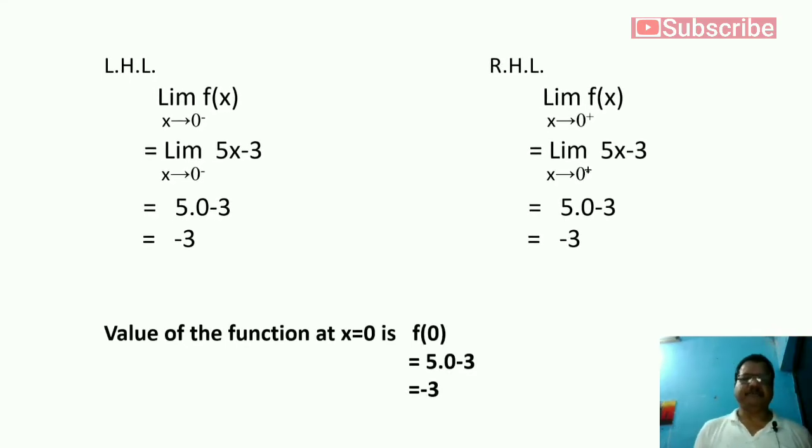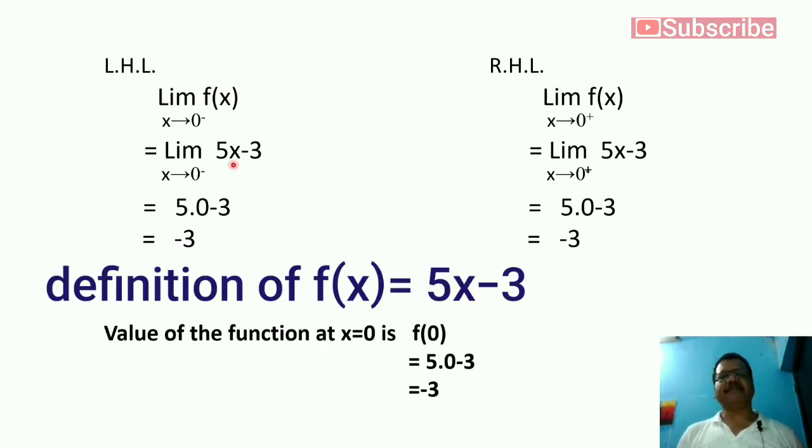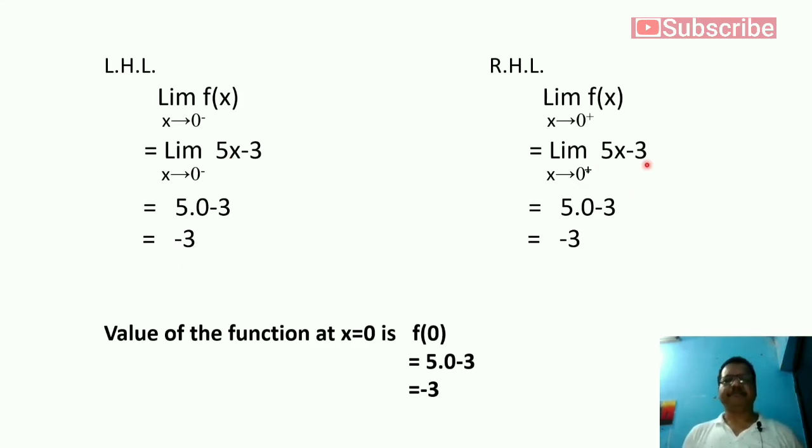What can be done with these values? You see here, limit of f(x), x tends to 0 negative. For the left hand side, we are taking the definition of f(x) as 5x minus 3, and for the right hand limit also, the definition of f(x) is 5x minus 3. So in both cases, we are using the same definition.